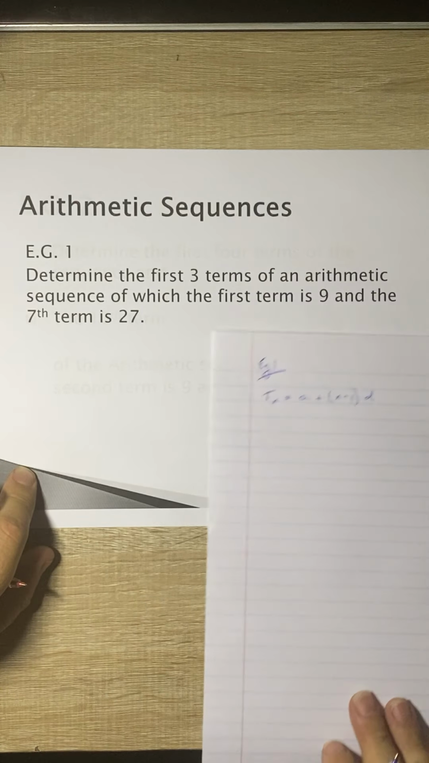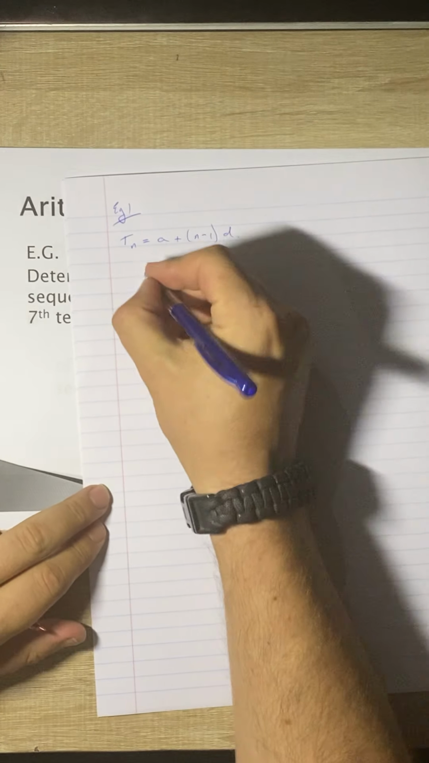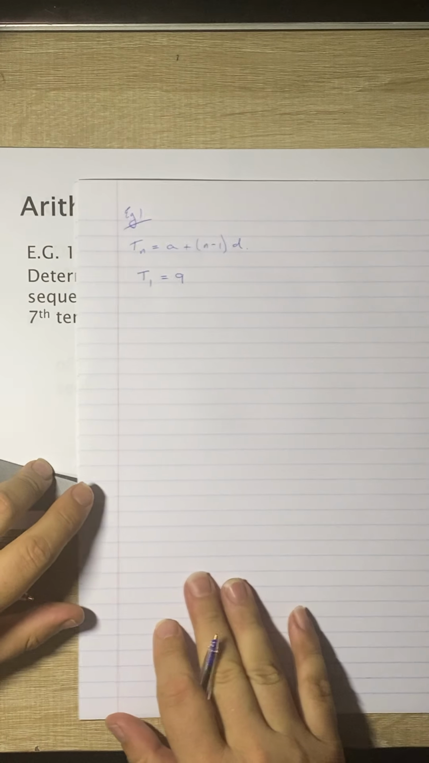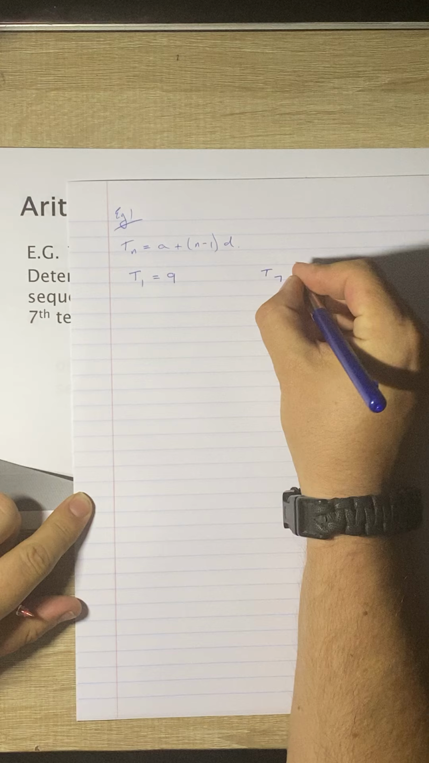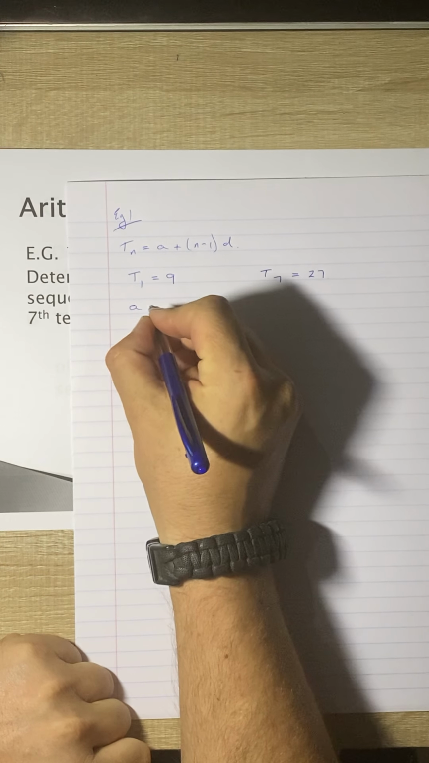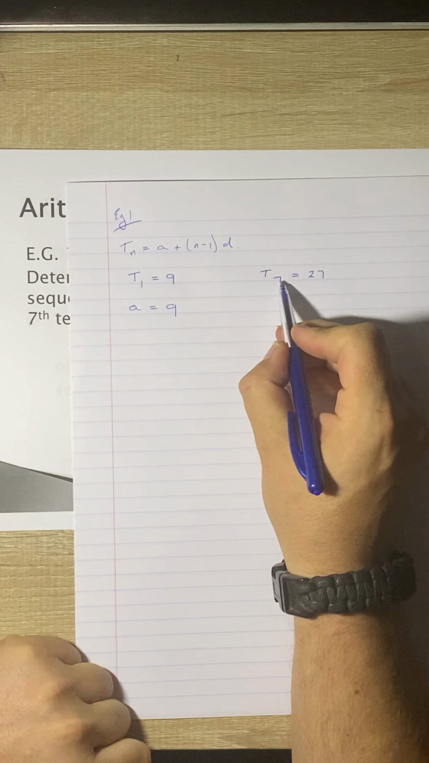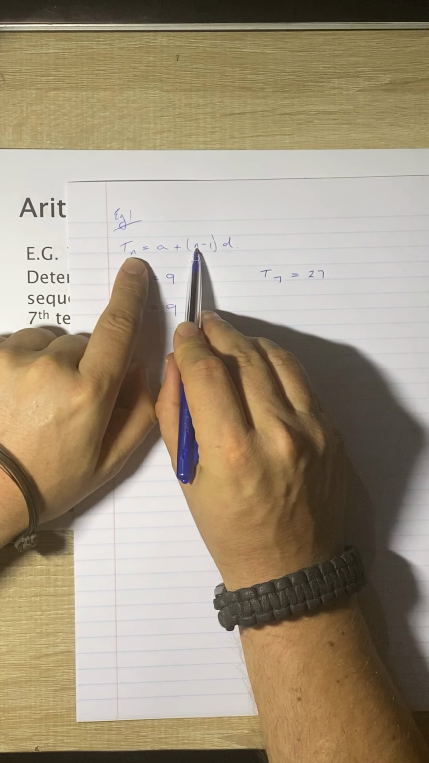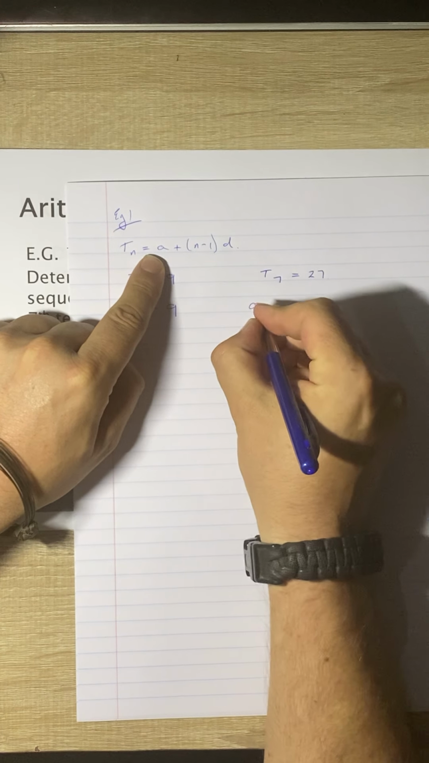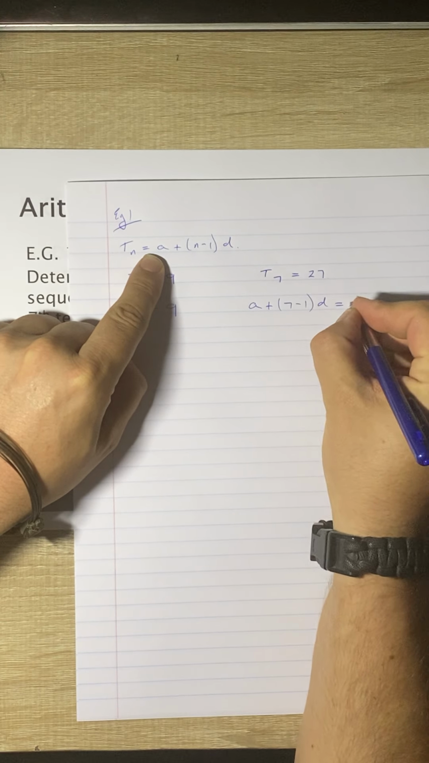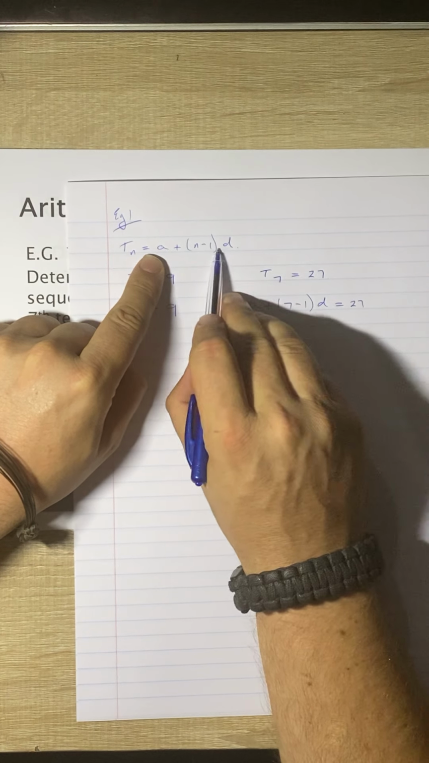Okay, and they've told us here that the first term is 9, so we know that T1 is equal to 9, and they told us that the seventh is 27. T7 is equal to 27. Okay, so from what I told you the other day, T1 is A, so we know that A is equal to 9. And then over here, we've made our n 7. So what we get is A plus 7 minus 1 times D equals 27. So I've just plugged it into this formula over here.